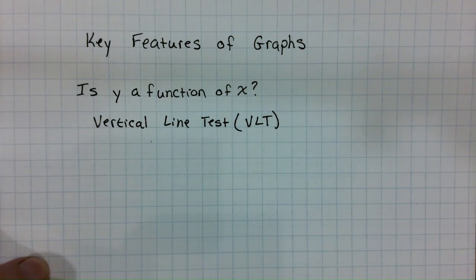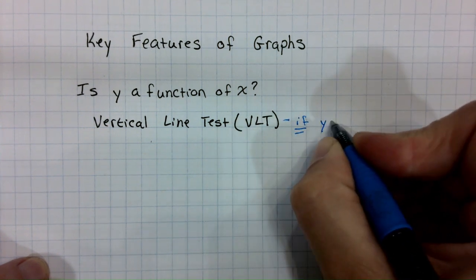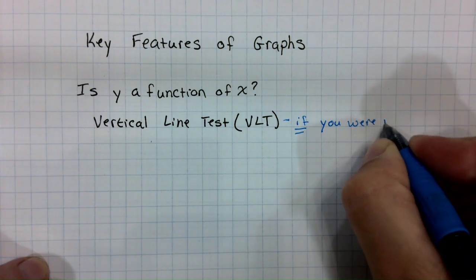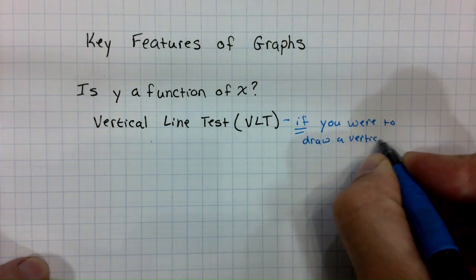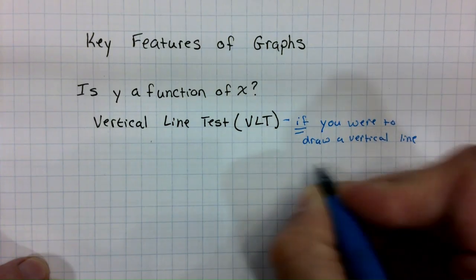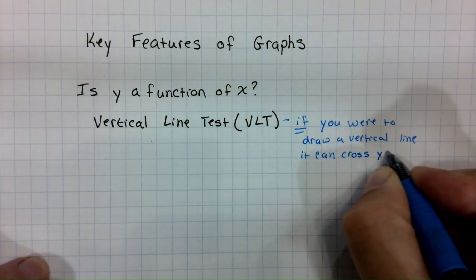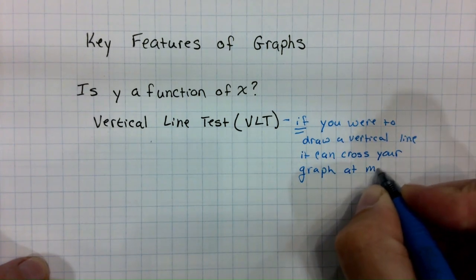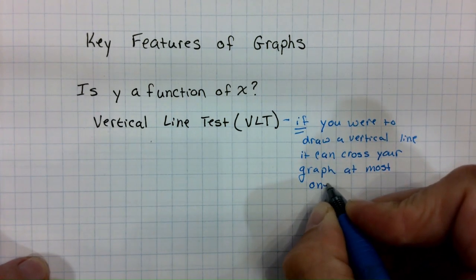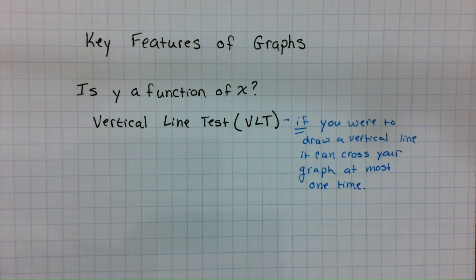So what is a vertical line test? If you were to draw a vertical line, it can cross your graph at most one time. Okay, so it doesn't have to cross at all, but it can't cross more than one time.